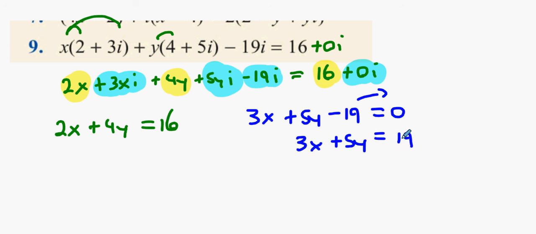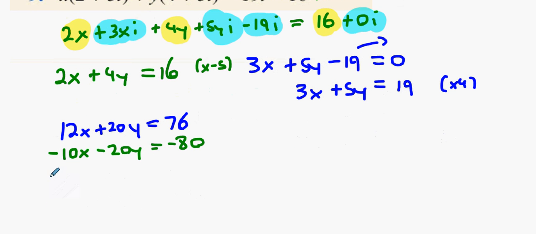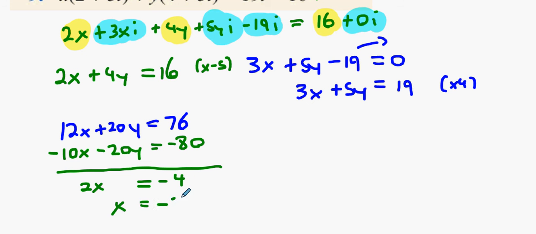I suppose I can turn them both into 20s, can't I? Multiply the blue equation by 4 and multiply the green equation by minus 5, and that should sort everything out. So the blue equation will be 12x plus 20y equals 76. And then the green equation will be minus 10x minus 20y equals minus 80. Add straight downwards. You should get 2x equals minus 4. And finally x equals minus 2.